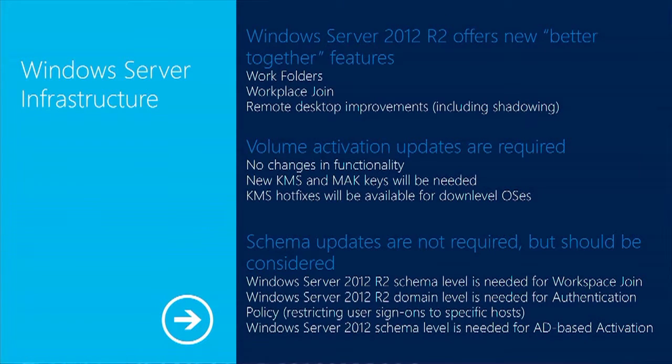There's also Workplace Join. Workplace Join also has some requirements on Server 2012 R2. Basically, this is a mechanism that you would use for registering a device into Active Directory for the purpose of using the identity of that device to restrict or grant access to data. So you would use this as part of dynamic access control to say, this user on a trusted device can access this data. This user on a non-trusted device can't.